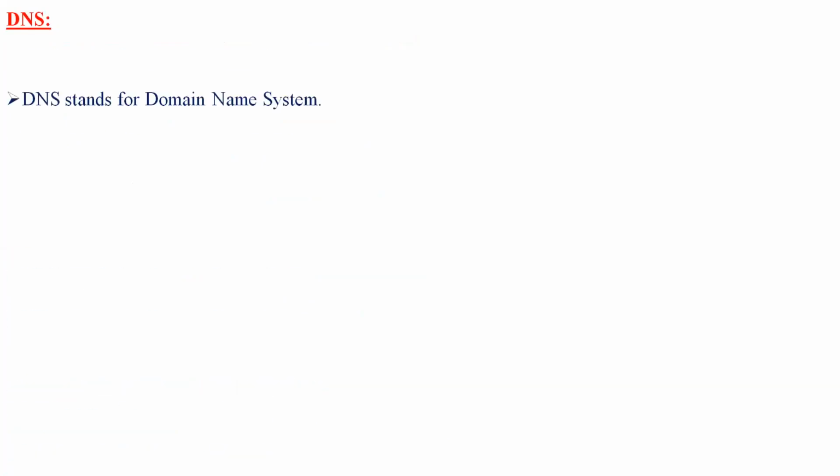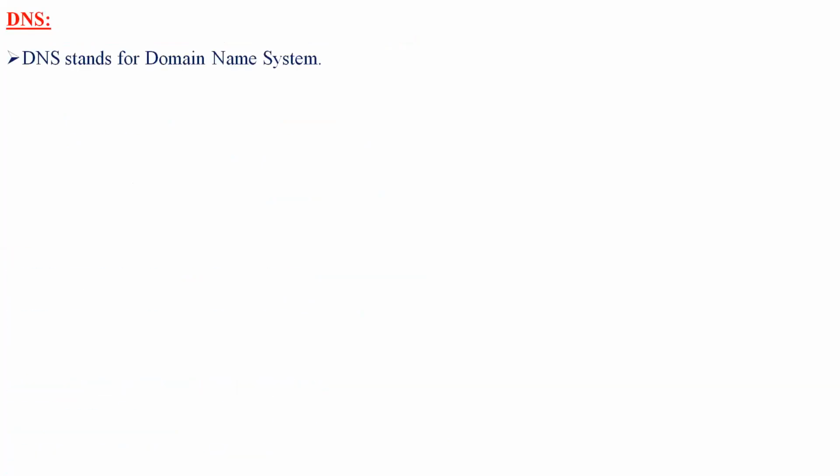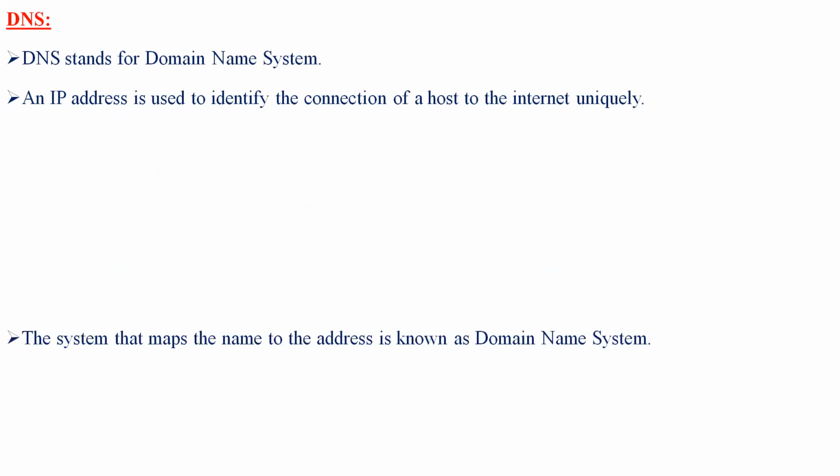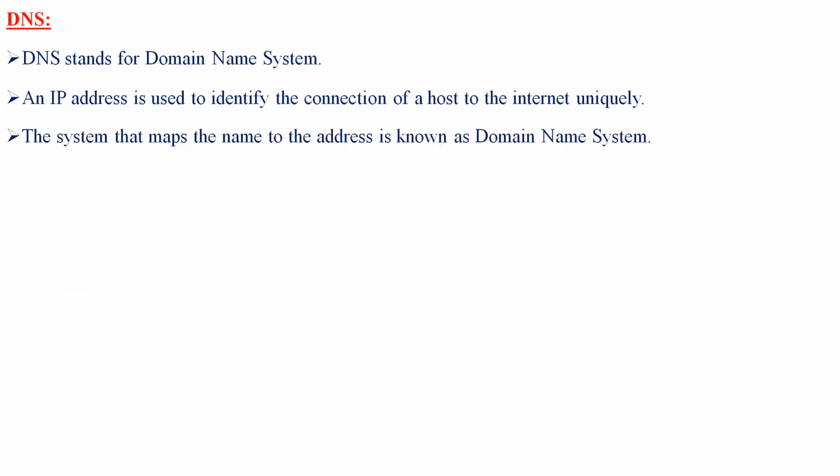The next protocol is DNS, which is known as the Domain Name System. By using the domain name, it identifies the IP address of the host uniquely. In order to identify the IP address required to get a connection to a particular host, we need the Domain Name System. This system maps the name to an address.